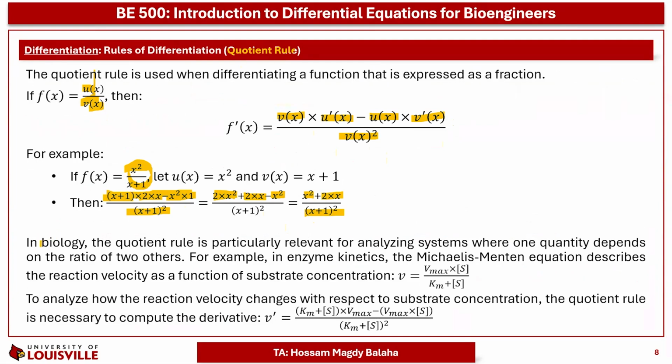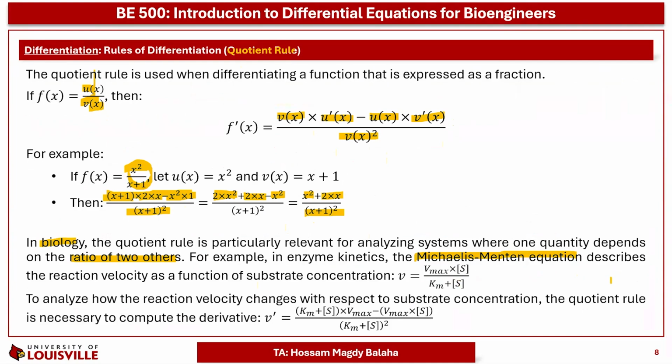To reflect that in biology, the quotient rule is particularly relevant for analyzing systems where you have a quantity that depends on the ratio of two others. For example, the Michaelis-Menten equation describes the reaction velocity as a function of substrate concentration: V equals V max multiplied by the concentration of S over Km plus the concentration of S.